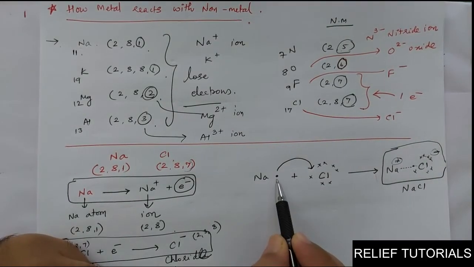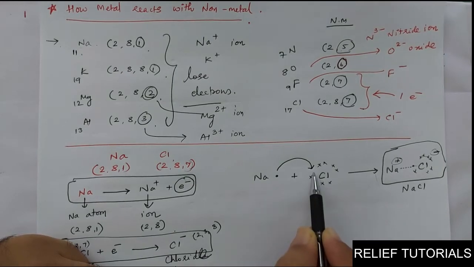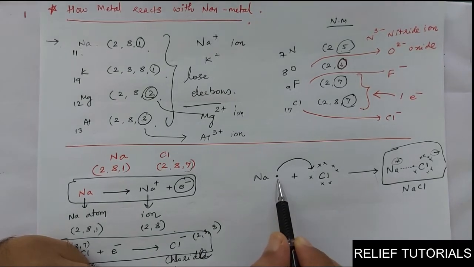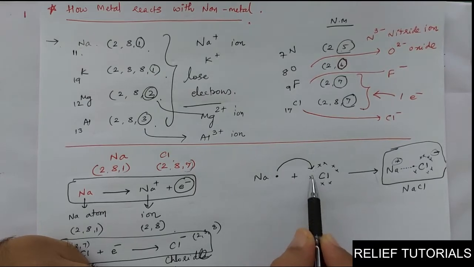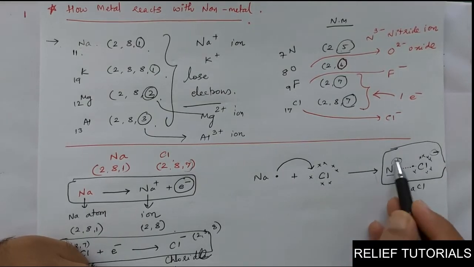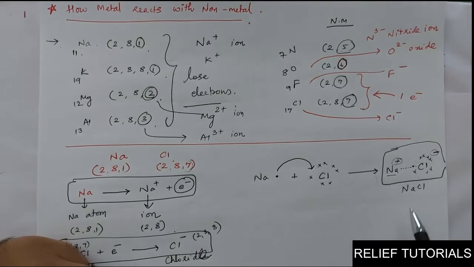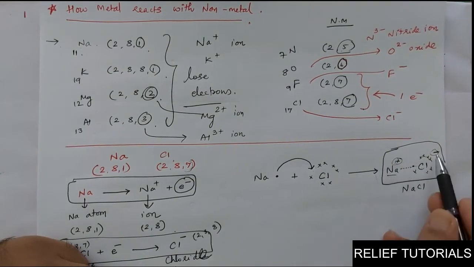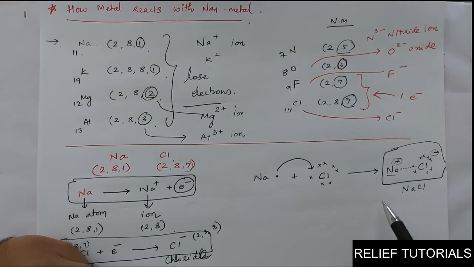Again, what was there? 1 electron was there in the outermost orbit of sodium. 7 electrons were there in the outermost orbit of chlorine. Sodium has a tendency to lose this 1 electron, so it has lost it. Sodium forms a positive ion, chlorine forms a negative ion here. So this is positive, this is negative. So what happens? There is a force of attraction between these two oppositely charged ions.